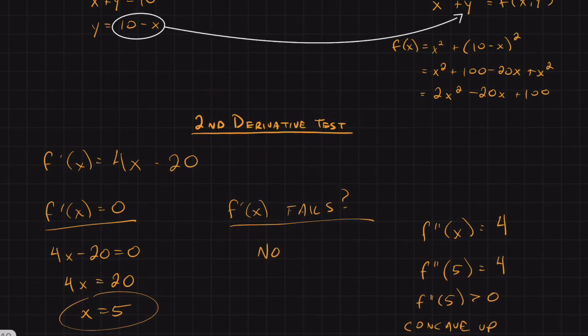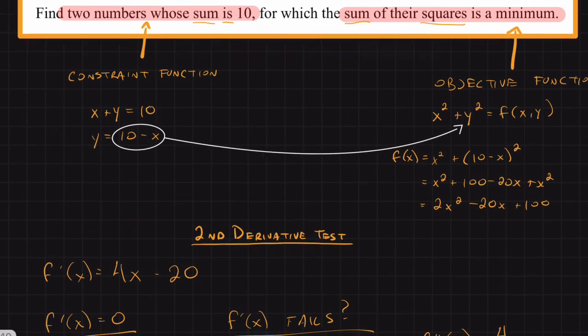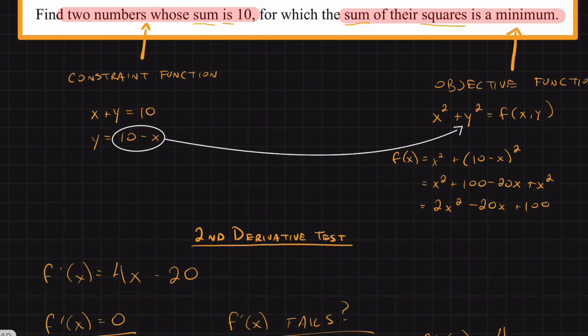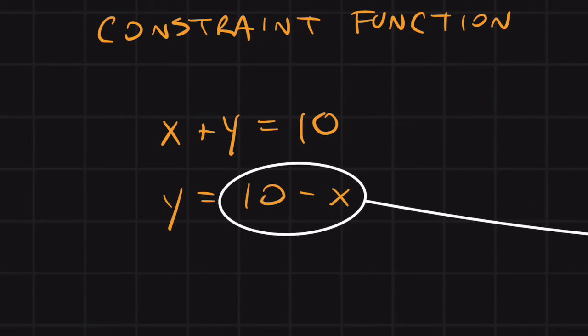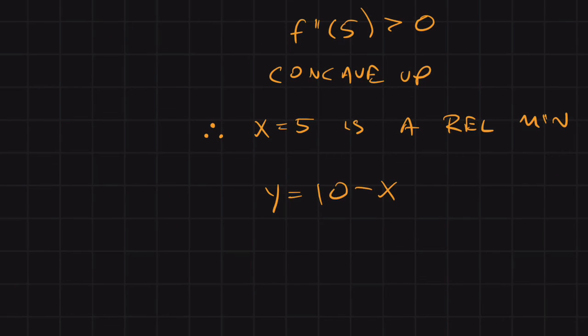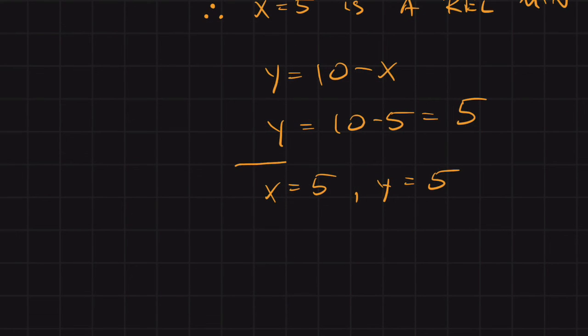Now let's look to see what the question was asking us. The question said to find two numbers whose sum is 10, for which the sum of their squares is a minimum. Right now we only have one number. We have x is equal to 5. The other number that we need is the y. And in order to do that, we can use our constraint function. We know that y is equal to 10 minus x. So just plug in your x equals 5 into 10 minus x, and that tells us that y is also equal to 5. So our two numbers in this case are x is equal to 5 and y is equal to 5.